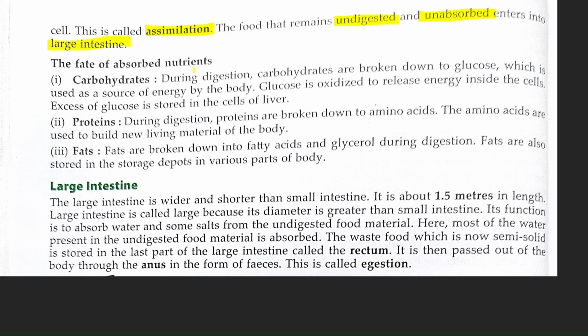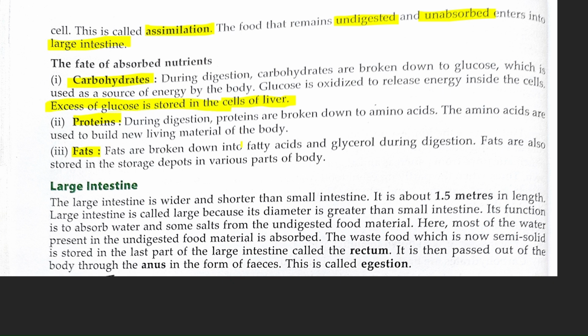Fate of absorbed nutrients. What happens to the absorbed nutrients? It is given over here: carbohydrates, proteins and fats. During digestion, carbohydrates are broken down to glucose, which is used as a source of energy by the body. Glucose is oxidized to release energy inside the cells. Excess glucose is stored in the cells of the liver.